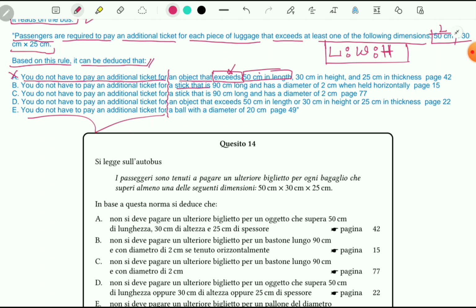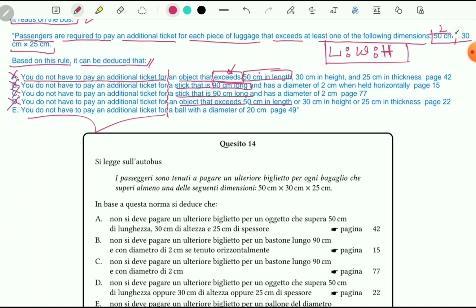A stick that is 90 centimeters long exceeds the dimension, so it's not the correct answer. Option C, a stick that is 90 centimeters long, again exceeds the length, so it's not correct. And an object that exceeds 50 centimeters in length, so we can simply cross it out.